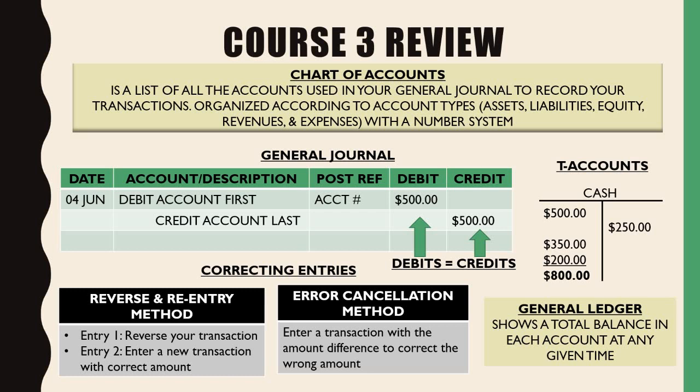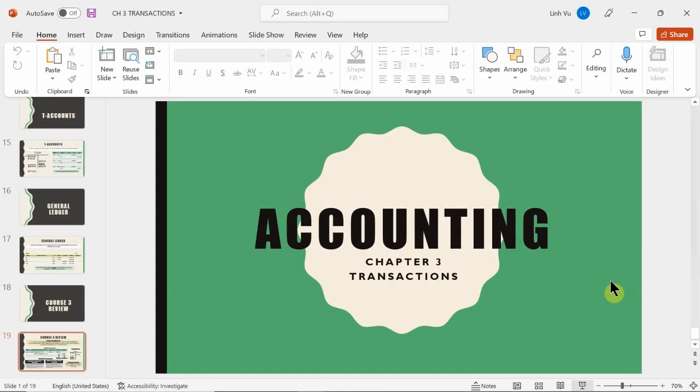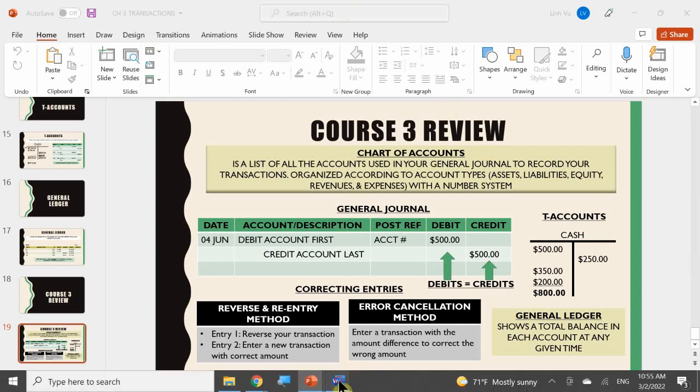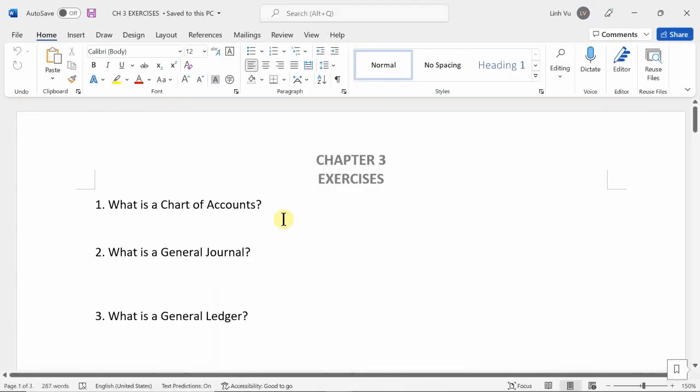Okay. And then we also taught you how to correct your entries. Okay, you have two methods, right? The reverse and reentry and the error cancellation. Okay. So that was chapter 3. Let's go ahead and go over the exercises.